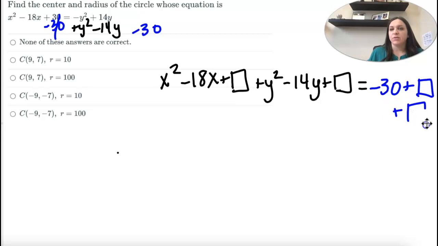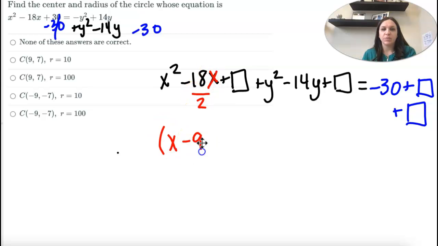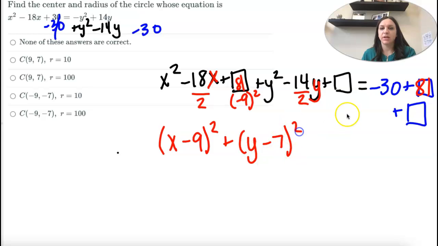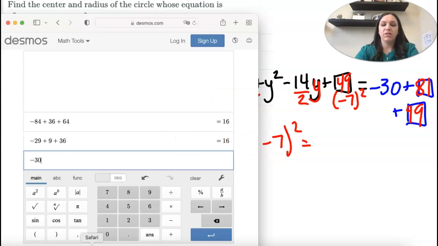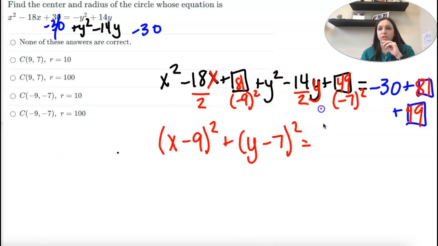And then we need to add those same two numbers. Okay, so number right next to x, divide by 2, x minus 9 squared. Negative 9 squared is 81. The number right next to y, divide by 2, y minus 7 squared. Take that number squared is 49, and we're going to add that to both sides. So after the equal sign, now I have negative 30 plus 81 plus 49, which is 100.